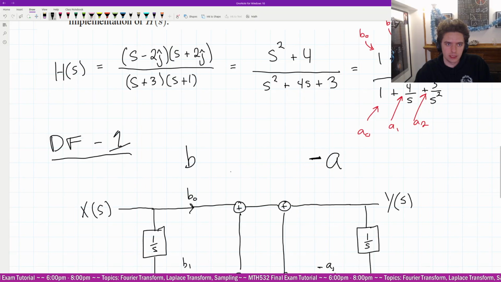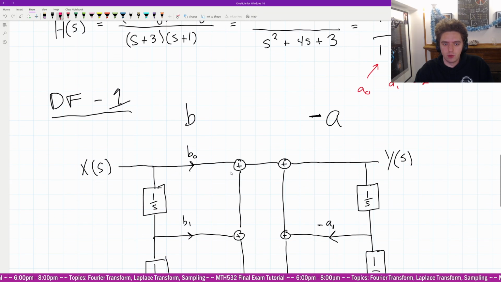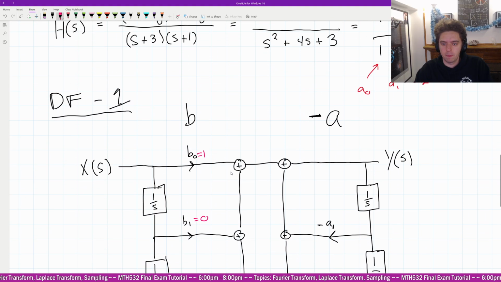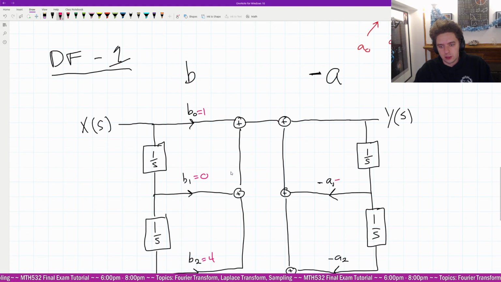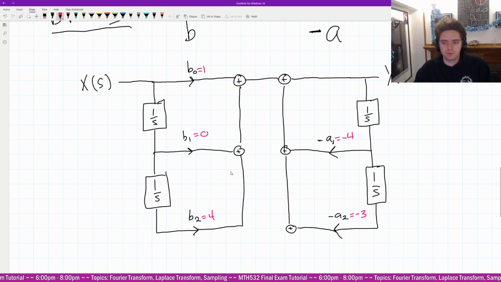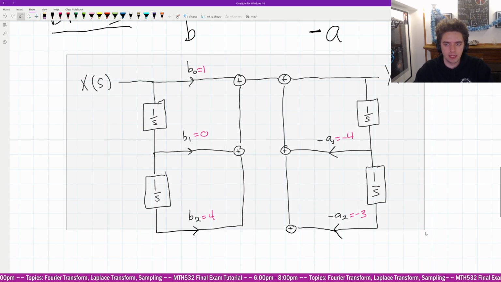Now, let's put our actual numbers in. So this is a gain of 1. This is a gain of 0. And this is a gain of 4. So this is going to be nothing. You don't put anything there. So this is going to be negative 4 here, and this is going to be negative 3. So to simplify this a little bit, let me just copy it down.